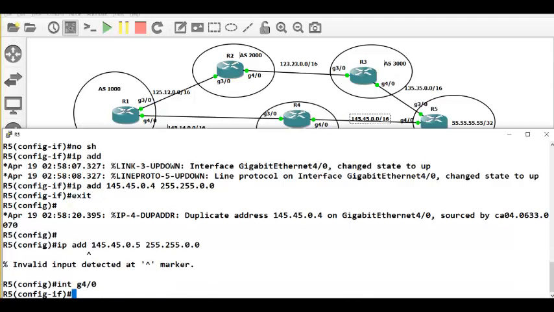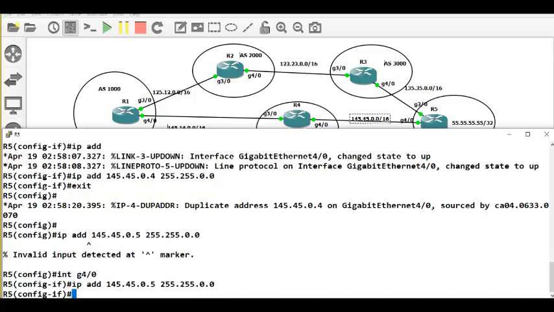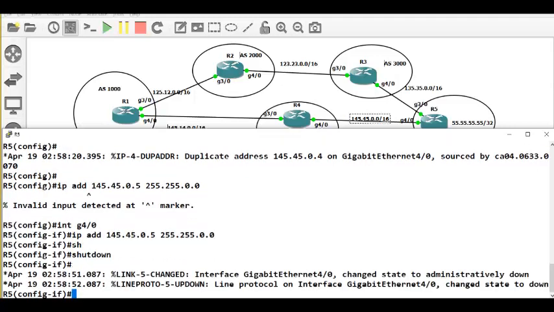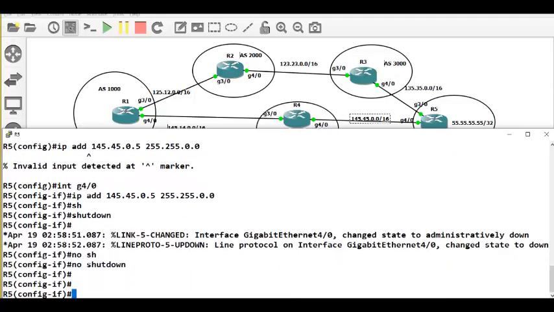Duplicate address. Because on router 4 also we have the same address. Here router 5 also I tried to give the same one. It immediately found. So let me bring it up again. It should not throw me any error.